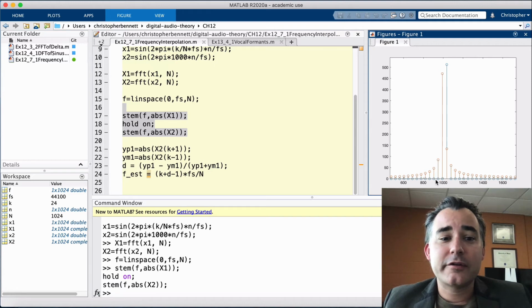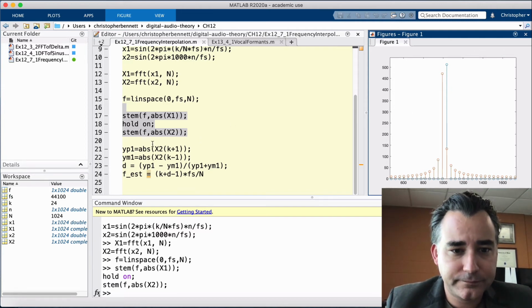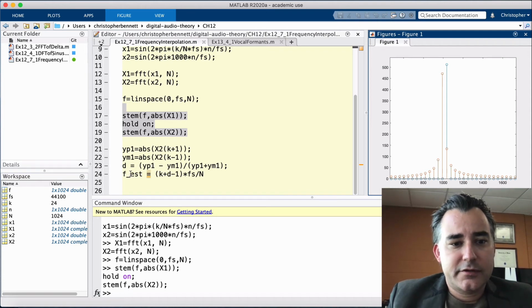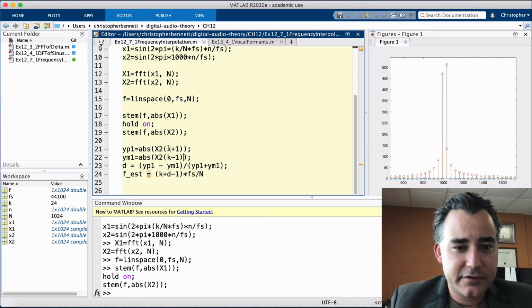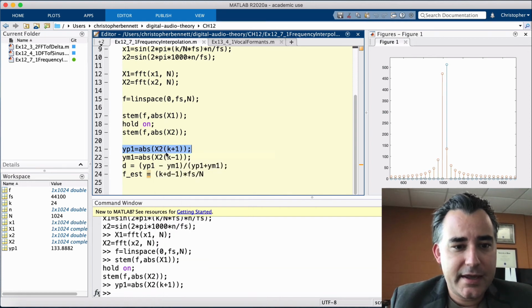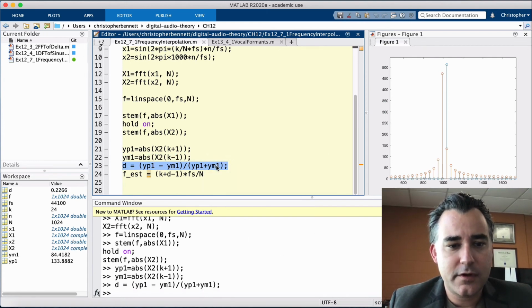But using our interpolation algorithm, which uses the magnitudes of these bins, we can actually estimate the true underlying frequency. So here's our estimation algorithm. First, we calculate on the positive side, the k plus 1 value, grab that value. And we estimate to the negative side, the k minus 1 side. And then we try to estimate a slope between these two. With that, we can plug that in to get an estimate of our true underlying frequency.